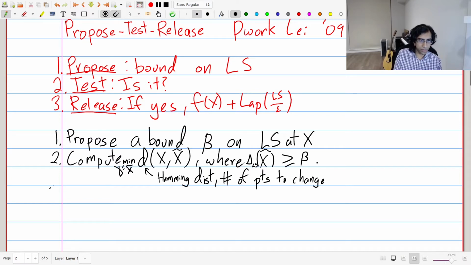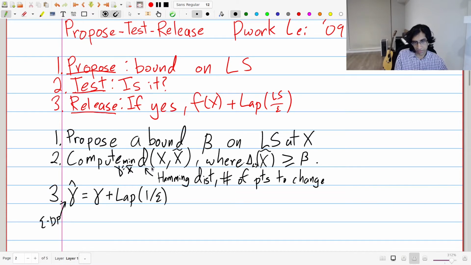The third step is we're going to privatize this. So we're going to compute gamma hat, which is equal to gamma plus Laplace of 1 over epsilon. I claim this is a privatization. I claim that this quantity, gamma hat, is going to be epsilon-DP. Why is it epsilon-DP? The reason is because look at what we did. We computed this gamma here. This gamma is indeed a function of the data set.